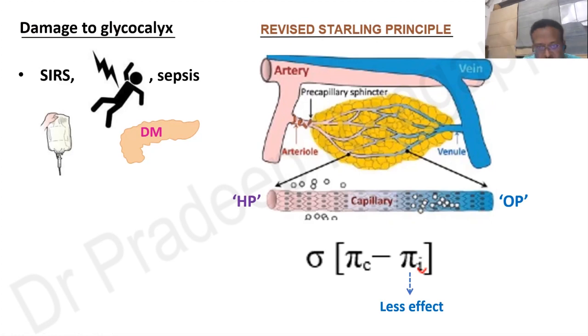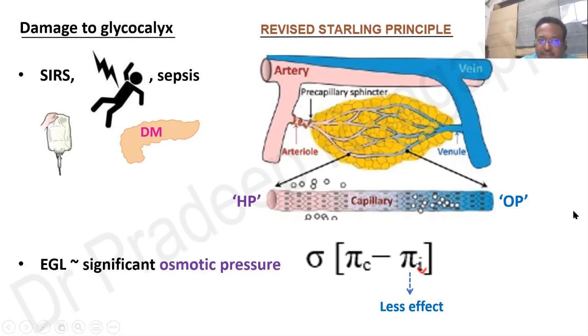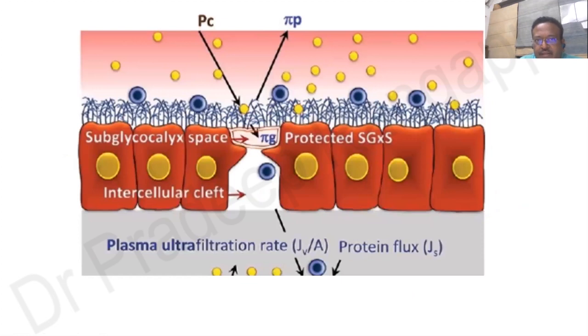This is determined by this formula, which has the reflection coefficient, and it is the difference between the capillary oncotic pressure and the interstitial oncotic pressure. The newer understanding is that this interstitial oncotic pressure has very minimal effect in driving the fluid into the venule. That is the whole concept at this point of time of the EGL, where the EGL plays a role. So the interstitial oncotic pressure is determined as having least effect in driving the fluid into the venules.